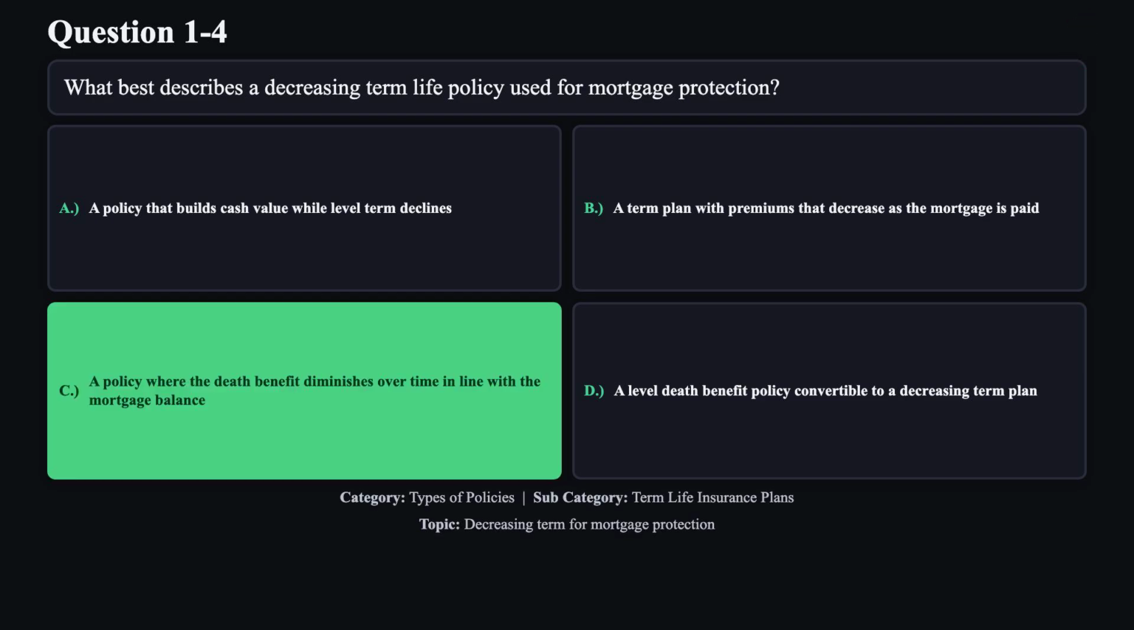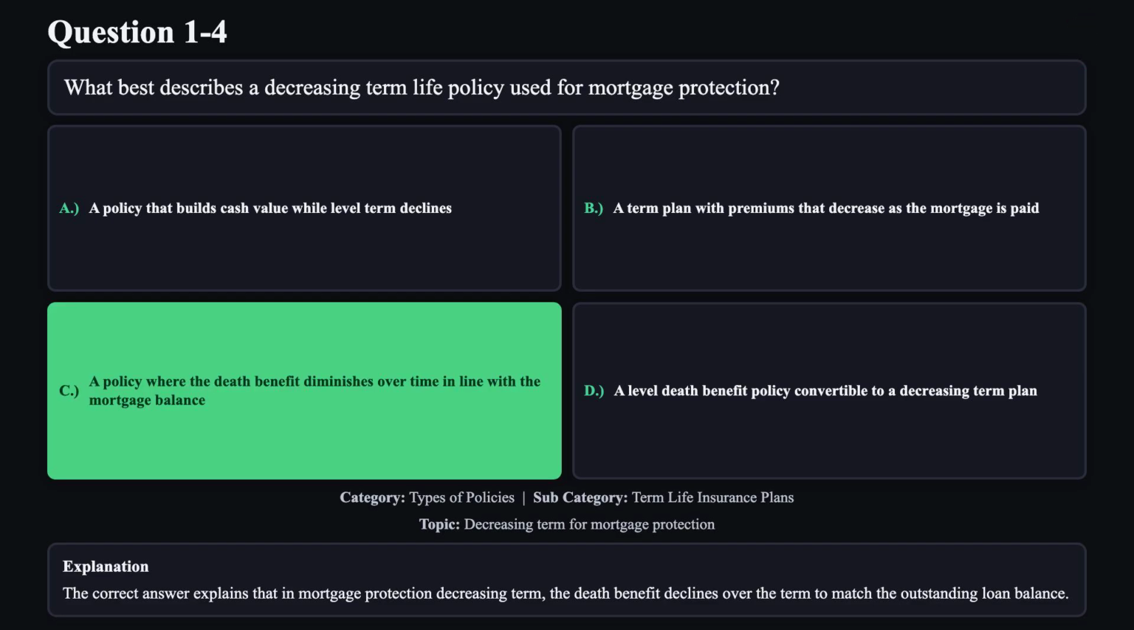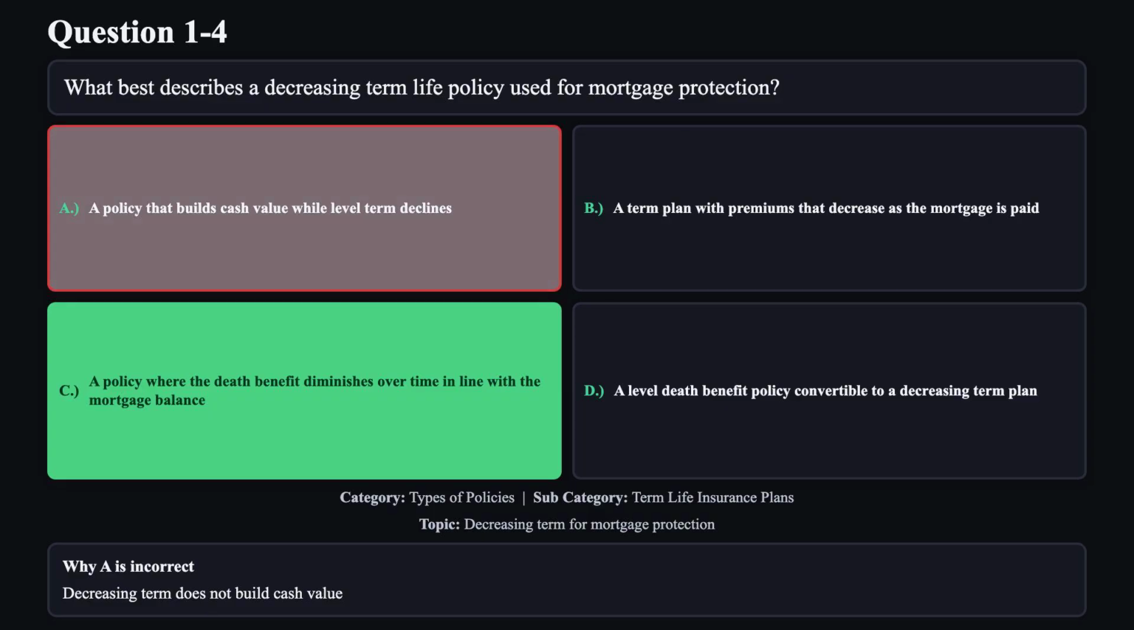The correct answer is C. The correct answer explains that in mortgage protection decreasing term, the death benefit declines over the term to match the outstanding loan balance. Reason A is not correct.